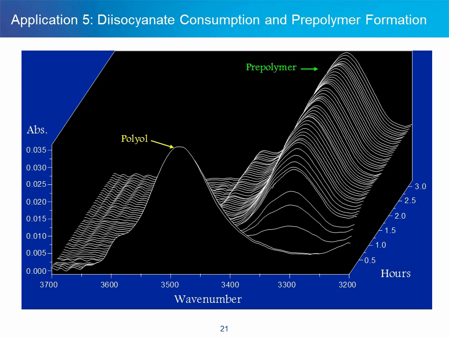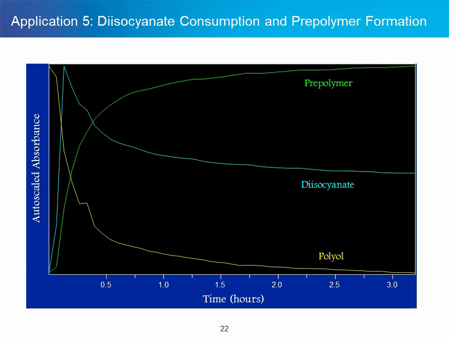If we turn our attention to the stretching region of the spectrum, we find a prepolymer peak growing and the polyol peak being reduced as the reaction proceeds. In this slide, we see time versus absorbance trends for prepolymer, diisocyanate, and polyol.